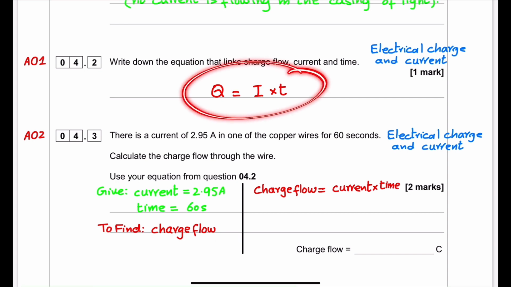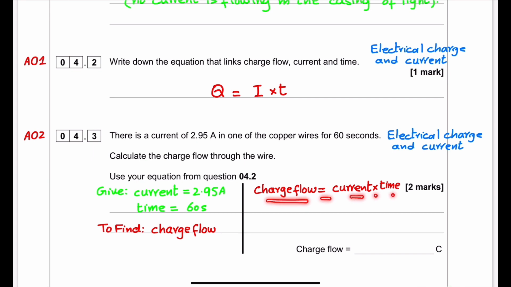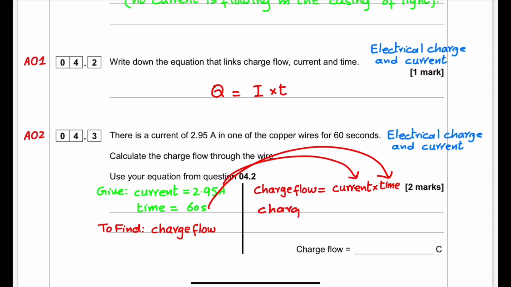The equation is given here. We will use the same equation. The charge flow is equal to the current times time. We will use the given values. The current will go here and the time is used here in the formula. The charge flow is equal to 2.95 times 60, that is equal to 177 coulomb.